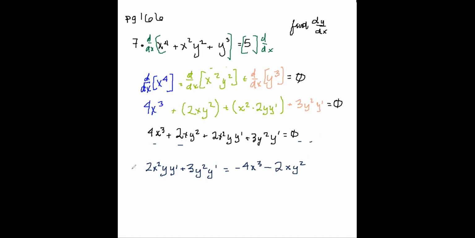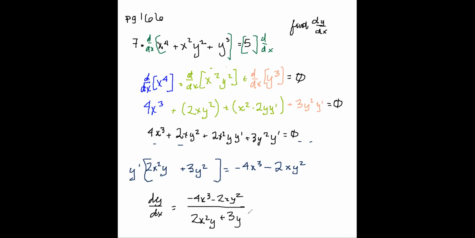And I'm going to say that this is y prime times this, and I'm going to erase y prime from here. So I factored out y prime, right? And so to get my final answer, I'm just going to divide both sides by the stuff that's in brackets here, and I'm going to end up with y prime, or we'll call it dy/dx, is equal to negative 4x cubed minus 2xy squared over 2x squared y plus 3y squared.